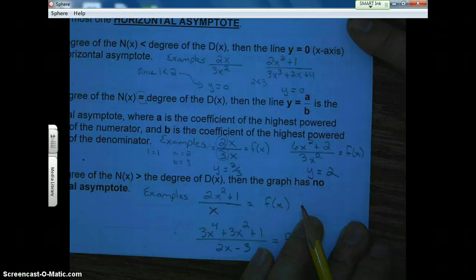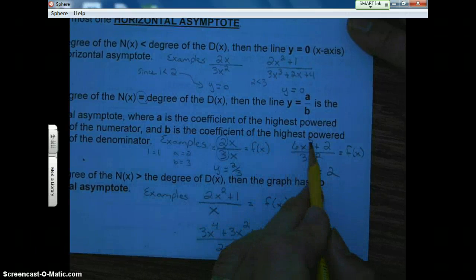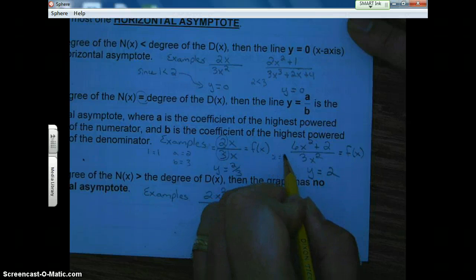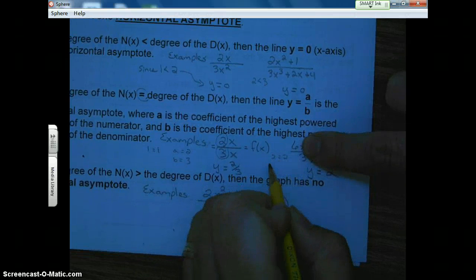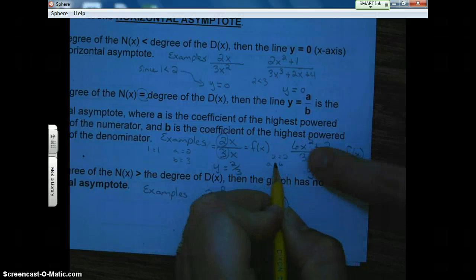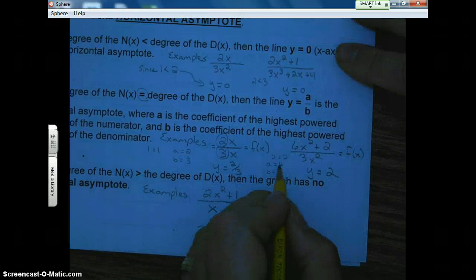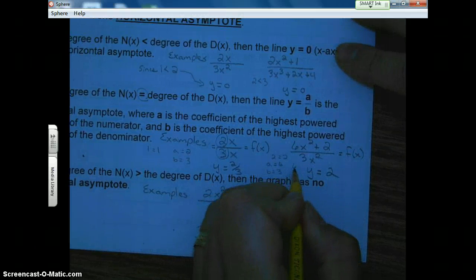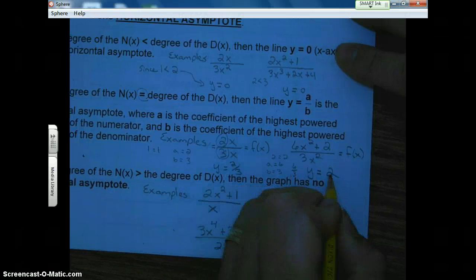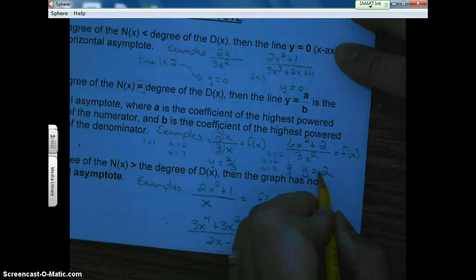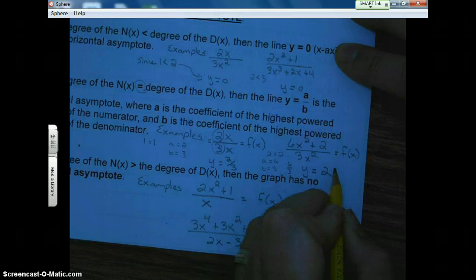Okay, let's take a look at this one. The degree is 2. The degree is 2. So they're equal. So 2 equals 2. That means that a is 6 and b is 3. So we would put 6 over 3. Well, 6 over 3 is just 2. So this would be our horizontal asymptote. y equals 6 over 3, which is 2. Let's look at another example.